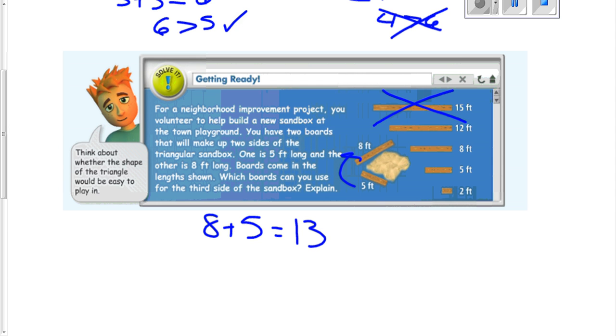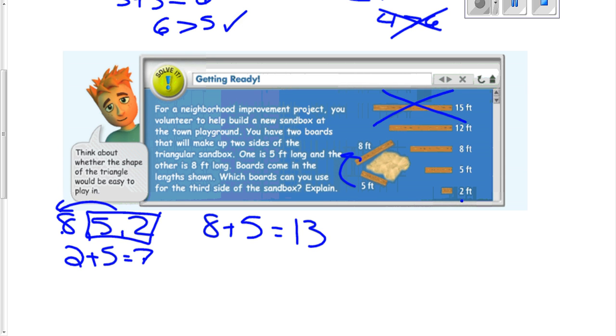Now I also want to take a look down here, because if I were to plug 2 in, so I'm going to use a trial and error method. If I plug in 2, so let's say my 3 sides are 8, 5, and 2. 8 plus 5 is 13, which is bigger than 2. No big deal. But if I do 2 plus 5, that equals 7. Is 7 greater than 8? No, it's not. So what that's telling me is my 2 smaller sides are not bigger than the biggest side if I were to use 2. So therefore, that option cannot work.